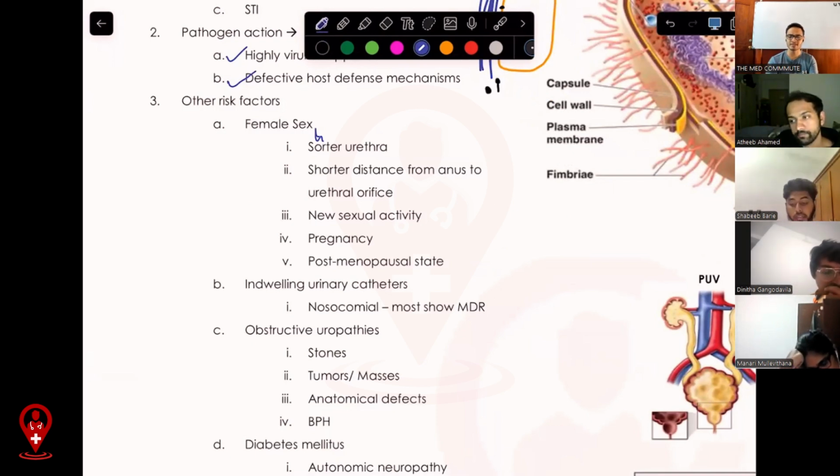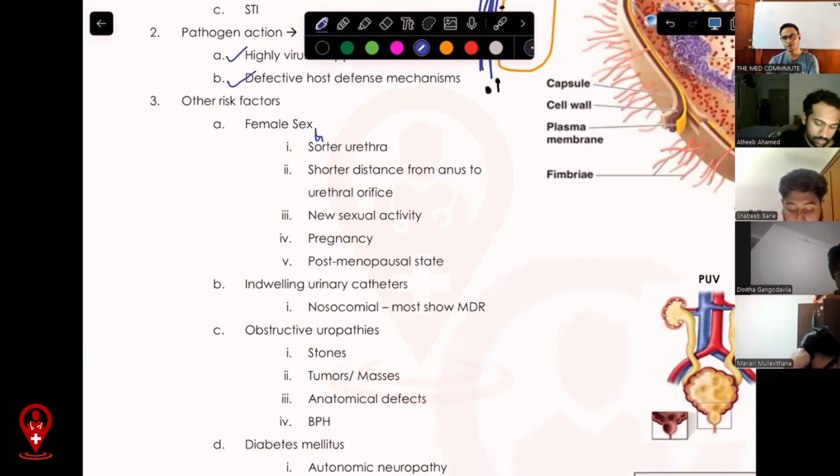New sexual activity. What is this new sexual activity, guys? This is the honeymoon cystitis that we mentioned. What is the species? Staphylococcus saprophyticus. Then pregnancy, we have already talked about the increase of the progesterone as well as the gravid uterus compressing the ureters. We have talked about the post-menopausal state, guys. Again, estrogen is going to drop.